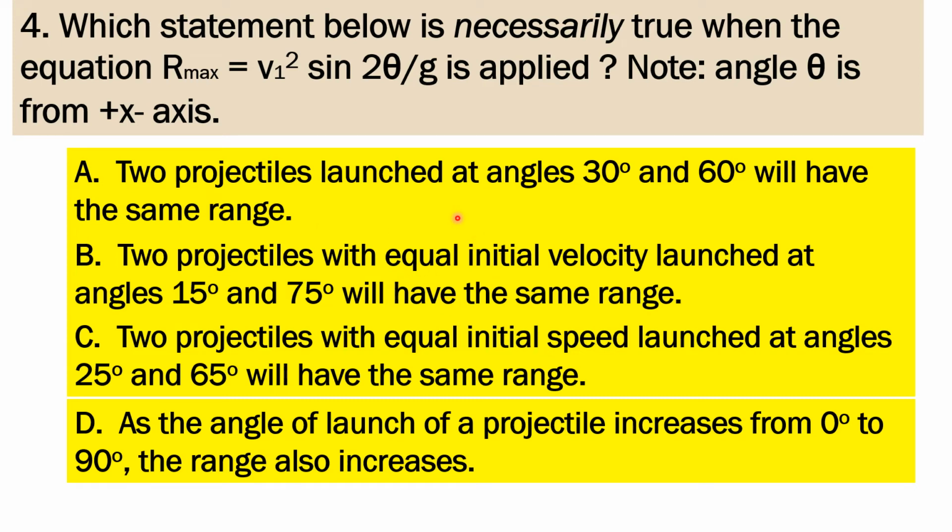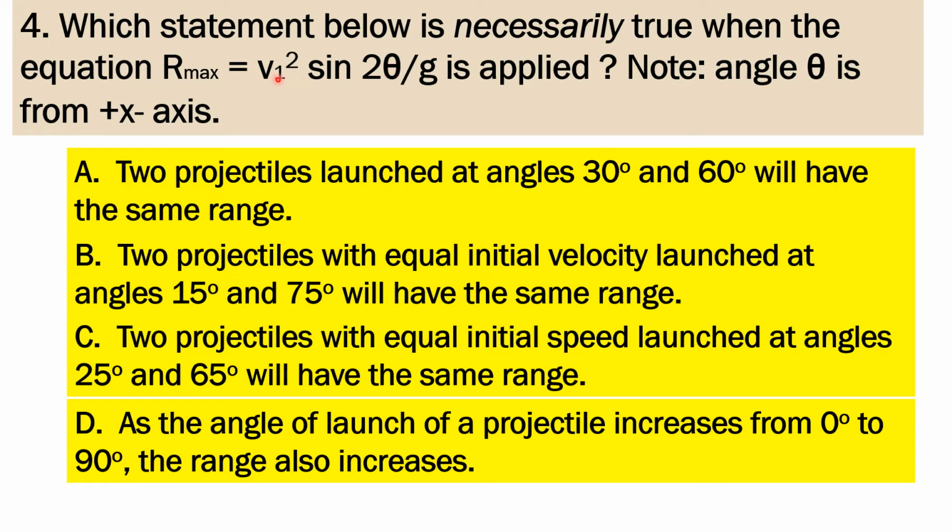All right, this is our last conceptual question. Which statement below is necessarily true or correct when the equation R max equals V initial squared sine 2 theta over g is applied? So this was already presented earlier. The R max is the horizontal distance acquired by a projectile when the projectile is launched at a certain angle above the x-axis or above the horizontal labeled theta.